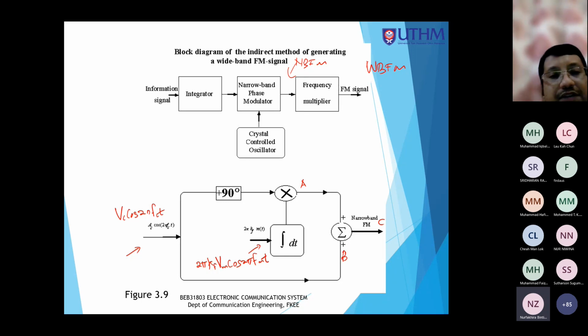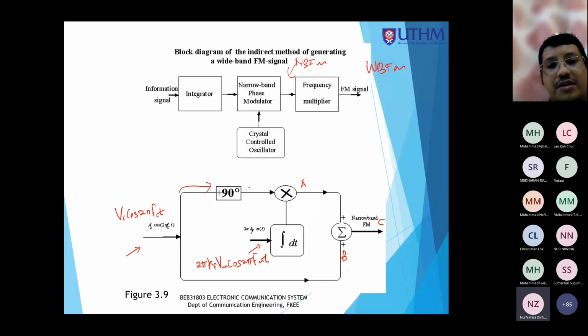Now let's see what happened to the carrier. The carrier will go through the phase shifter. A 90-degree phase shift means that the signal will be delayed by 90 degrees. So a 90-degree phase shift for cosine will produce a sine function. That means the output of the phase shifter would be Vc sine 2π fc t.